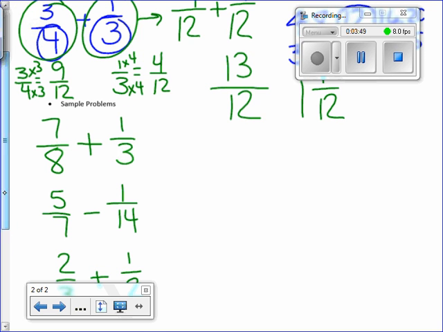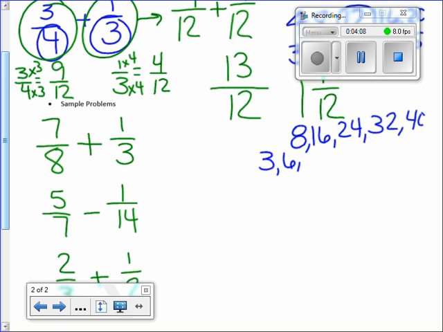Okay? So my denominators in the first one are 8 and 3. So I'm going to skip count by 8. 8, 16, 24, 32, 40. I'm going to skip count by 3s. 3, 6, 9, 12, 15, 18, 21, 24. Okay? Looks like 24 is my common denominator. So it becomes 24 and 24.